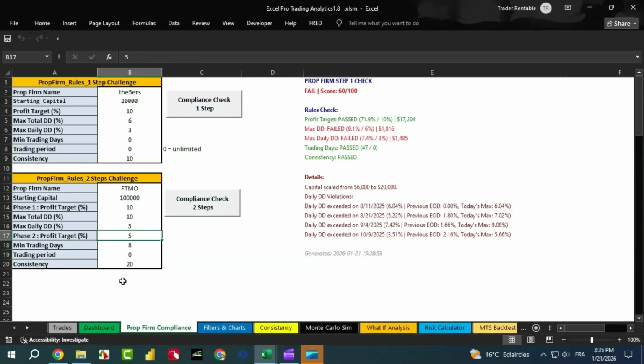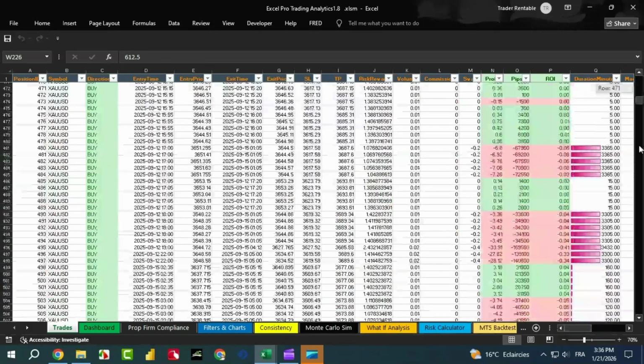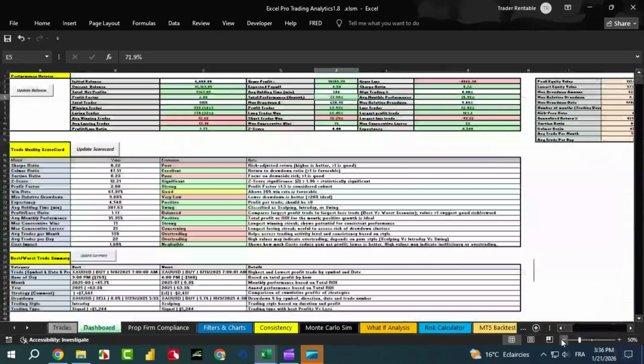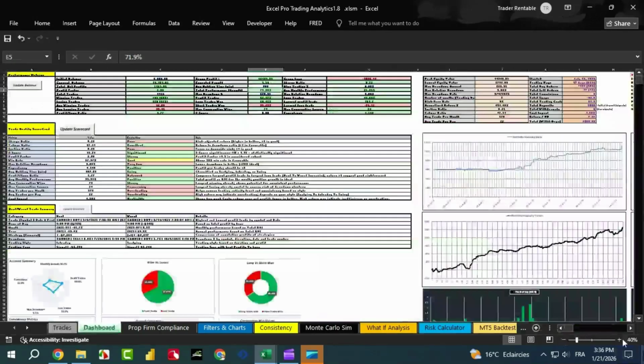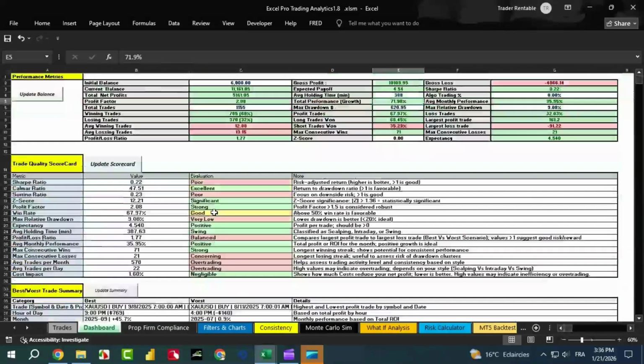For 2-step challenges, the total required performance is calculated by adding the Phase 1 profit target to the Phase 2 profit target, while respecting the same maximum drawdown and daily drawdown limits throughout both phases. Successfully passing both phases without violating these risk rules indicates strong strategy robustness and disciplined risk management, which is a key sign of good overall performance.